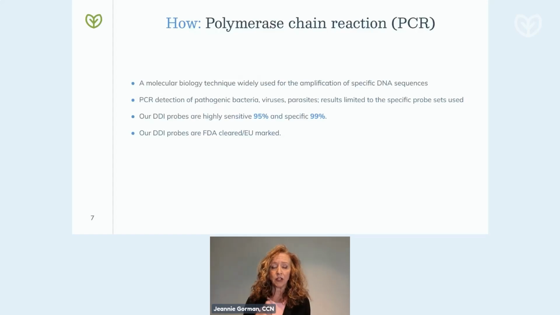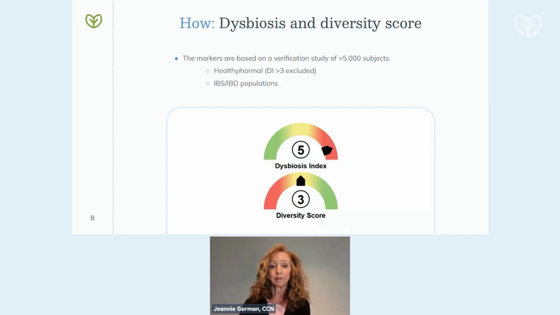PCR is like a fishing hook in a pond. You're going to use a specific hook with a specific bait for a specific fish. Versus culture. Culture is more like a wide net. It's going to catch what's there. So what is there is the question on culture. And then on PCR, is it there is the question. So good to have both, which is what we do.